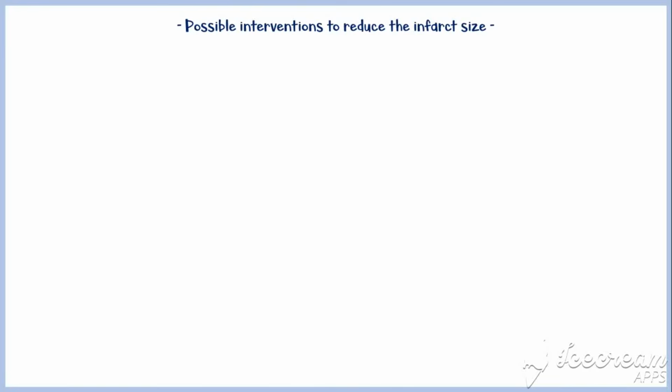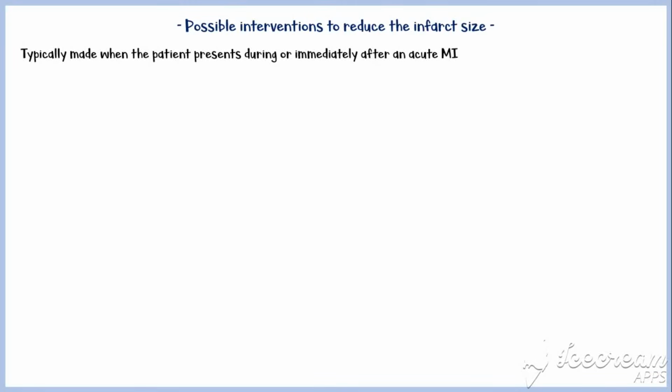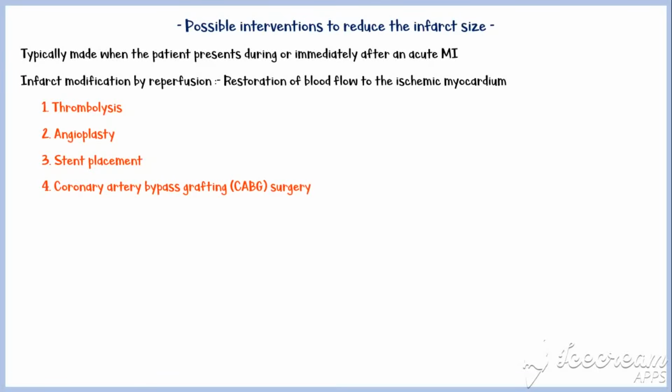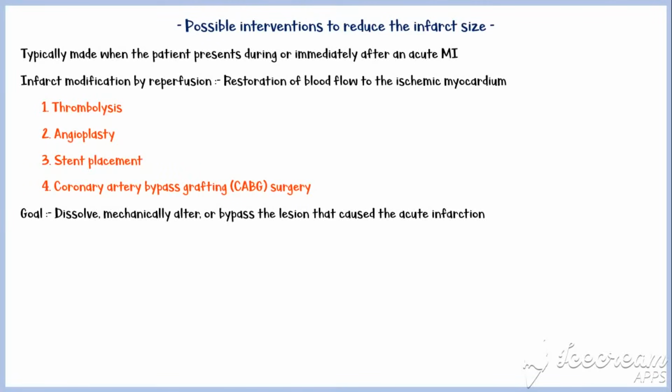These are typically made when the patient presents during or immediately after a myocardial infarction, and they are aimed at infarct modification by reperfusion, which restores the blood flow to the ischemic myocardium. These interventions include the following: thrombolysis, angioplasty, stent placement, and coronary artery bypass grafting surgery. The main goal of these interventions is to dissolve, mechanically alter, or bypass the lesion that caused the acute infarction.